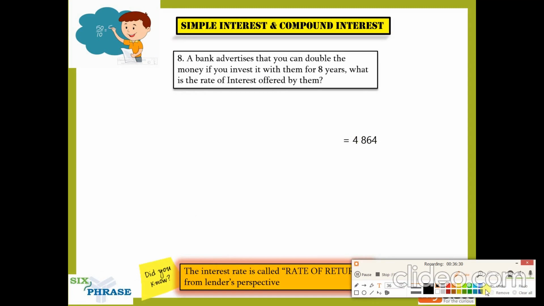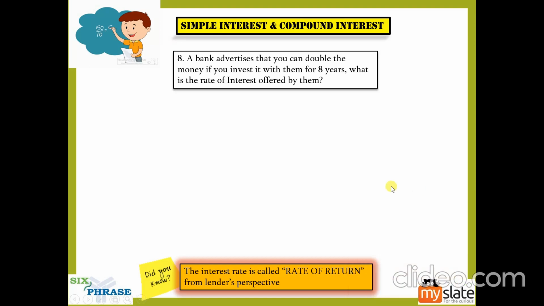A bank advertises that you can double the money if you invest it with them for 8 years. What is the rate of interest offered by them? As usual, guys, you just have to find what interest it is. If nothing is mentioned, it is simple interest. If they say the interest is compounded, you know it is compound interest, but they don't mention anything of that sort, so you understand that this is simple interest.